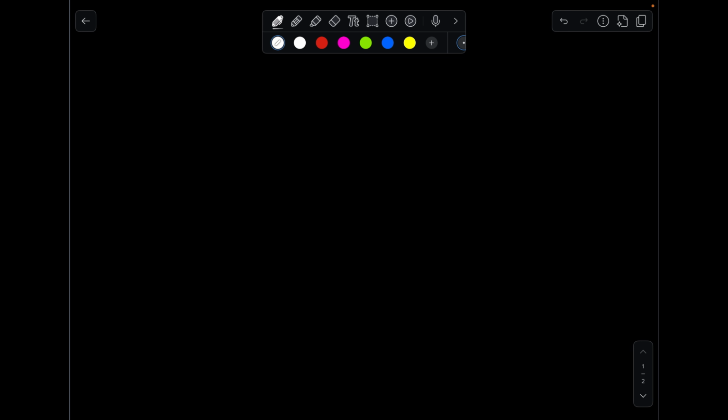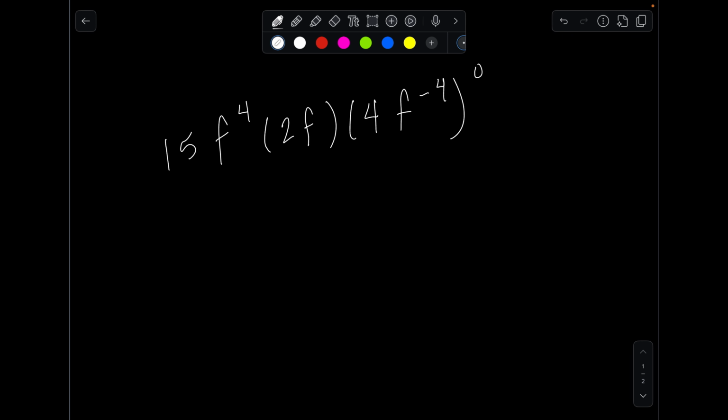Okay, I'll give you an example. 15f to the 4th power times 2f times 4f to the negative 4th power, all to the 0 power. Okay, that's the question on your test. I'm just using different numbers. Well, let's look at it. Let's use our puzzle mind. What does this give you when you simplify that? 1. You got it? And then you take this 2f, multiply it, and take 15f to the 4th power.